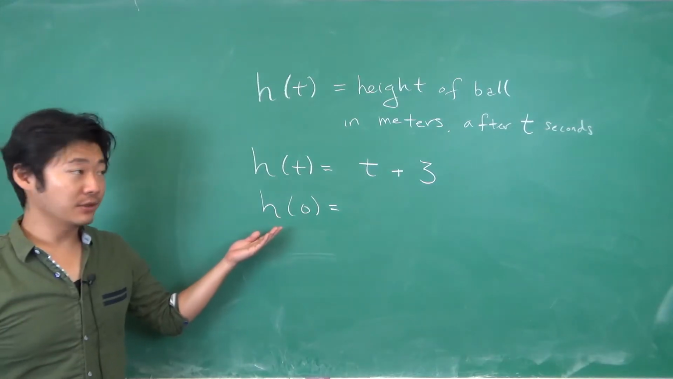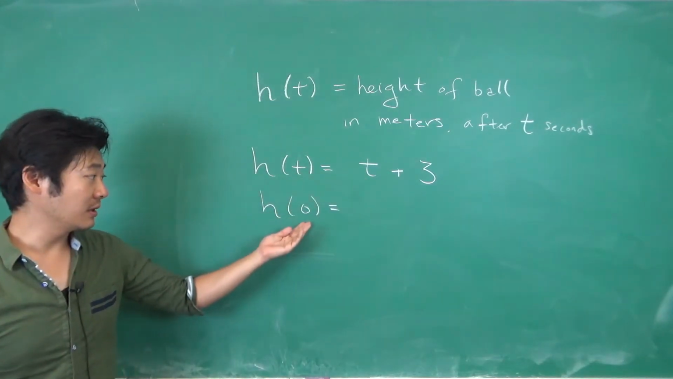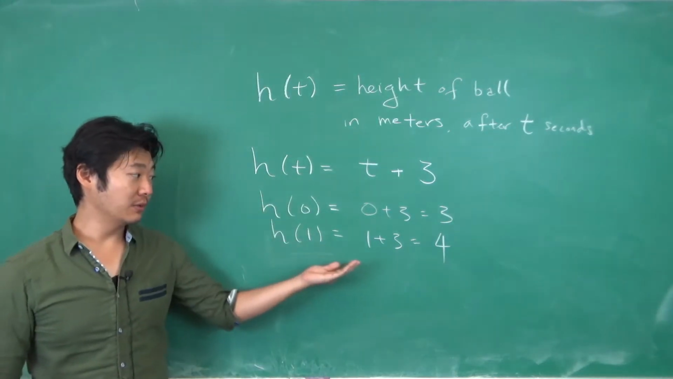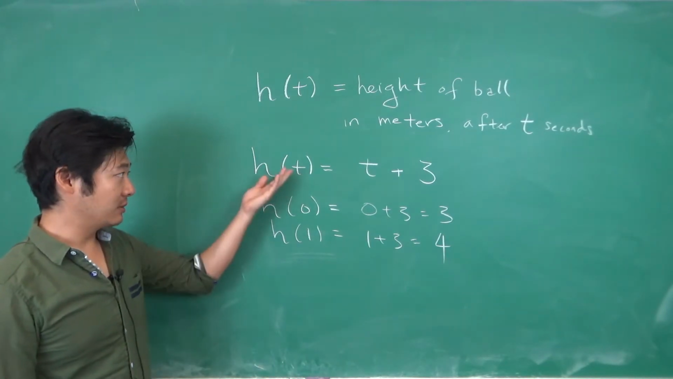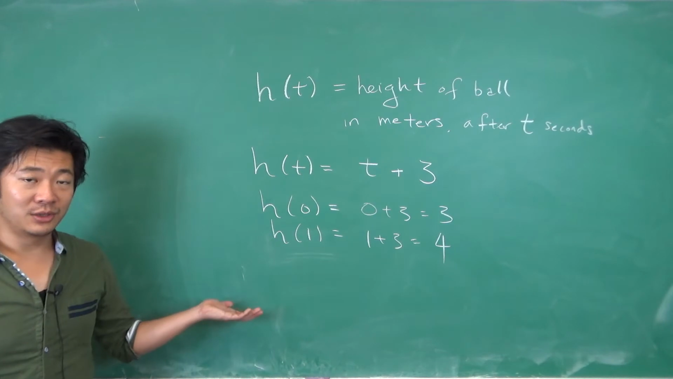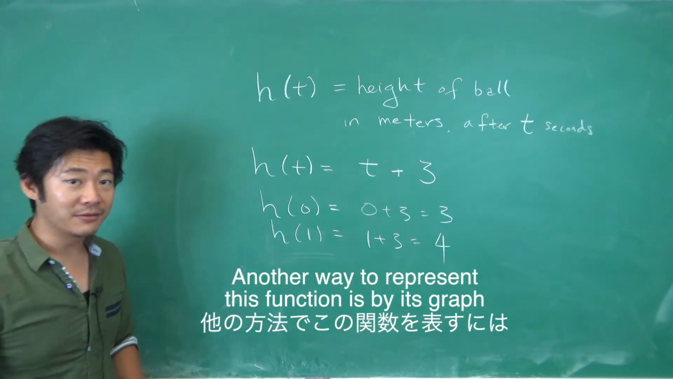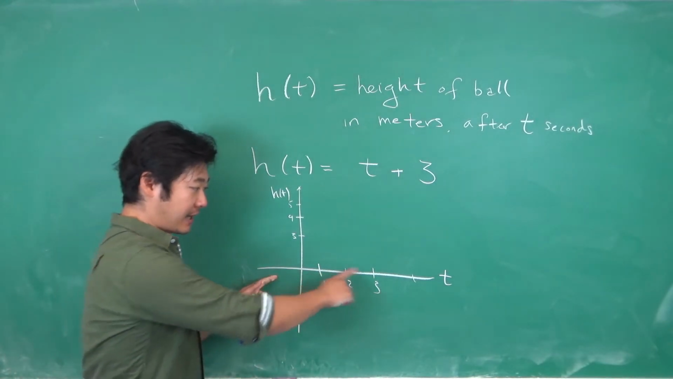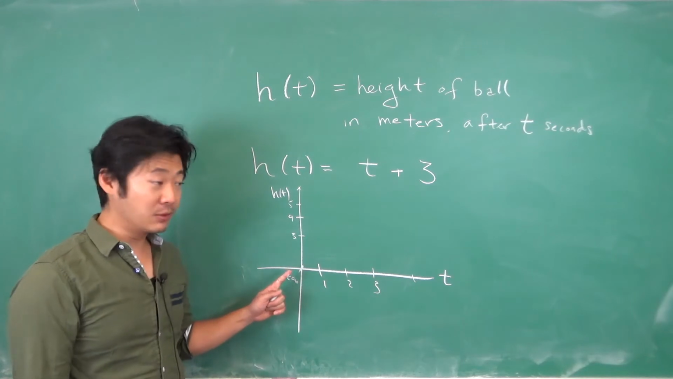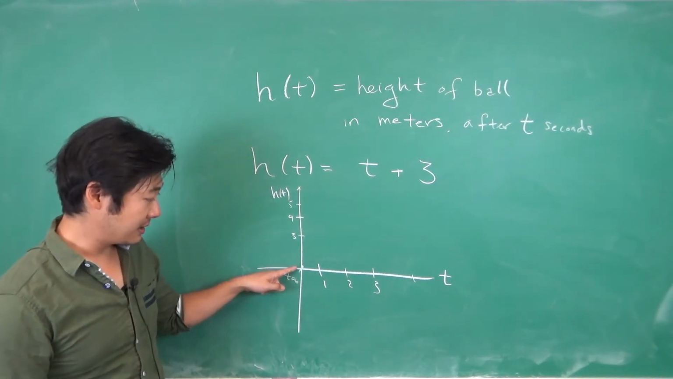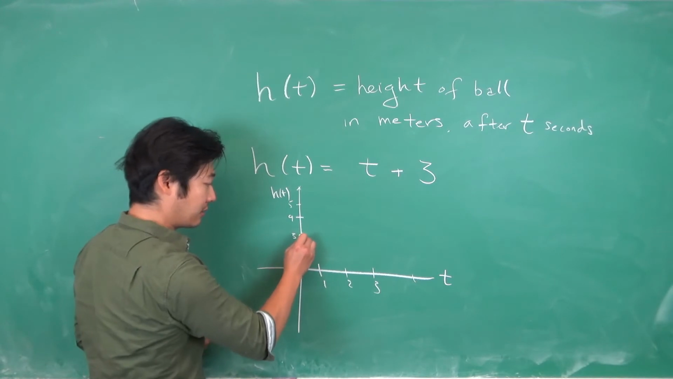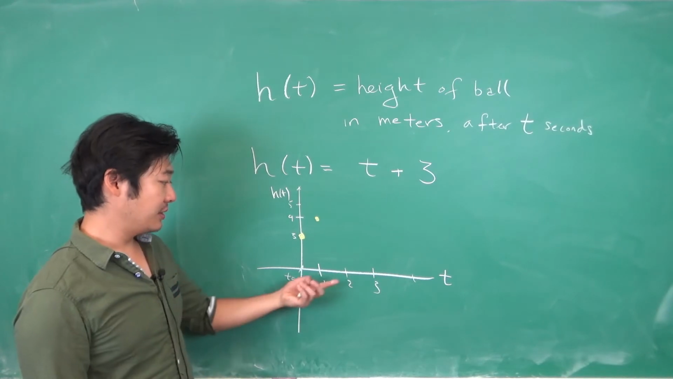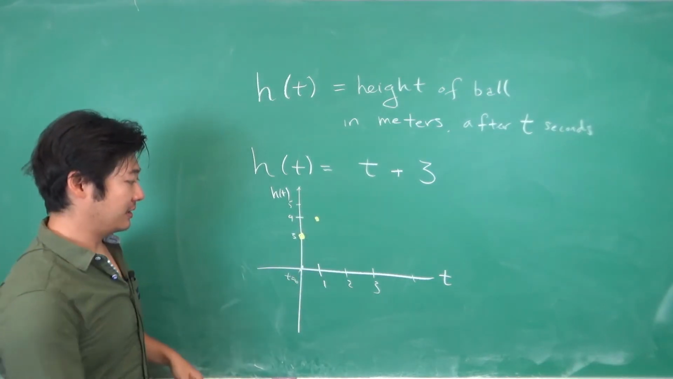So that h of 0, you replace t with 0, so the value will be 3, or h of 1, you replace the t with a 1, so you get 4, and you can replace this with any other number. Another way to represent this function is by its graph. So how to plot these functions is you look at the t-axis, and we're saying that at t equals 0, the height is 3. At t equals 1, this will be at 4. At t equals 2, this will be 2 plus 3, so this will be 5.